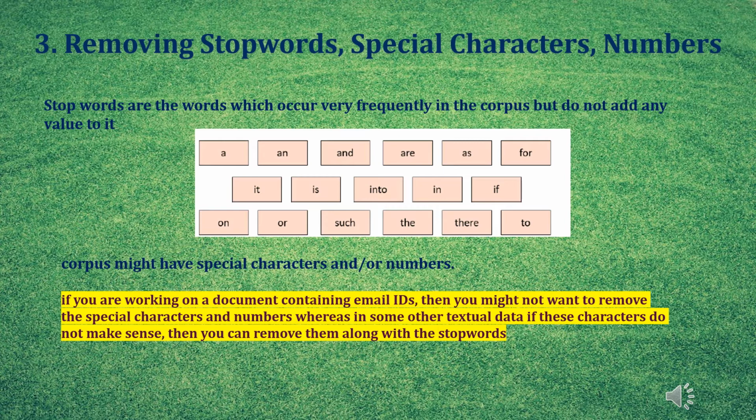Hence, to make it easier for the computer to focus on meaningful terms, these words are removed. Along with these words, a lot of times our corpus might have special characters and numbers. Now, it depends on the type of corpus that we are working on, whether we should keep them or not. For example, if you are working on a document containing email IDs, then you might not want to remove the special characters and numbers, whereas in some other textual data, if these characters do not make sense, then you can remove them along with the stop words.